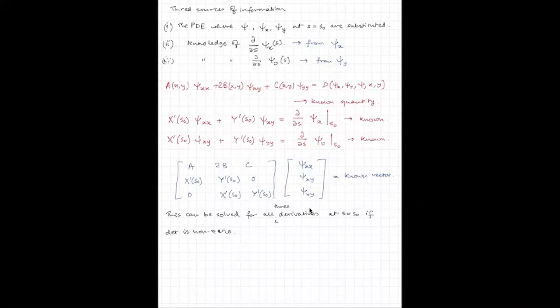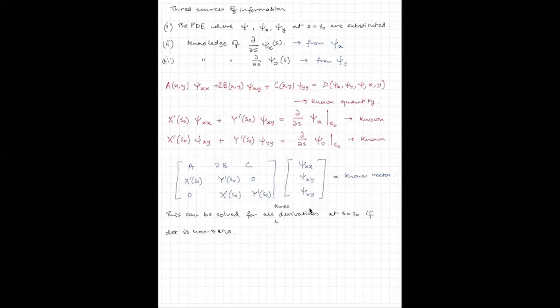All right. So what we were saying is that this can be solved if the determinant here is non-zero. So in order to proceed, what we will assume is that the determinant here is non-zero. And this is satisfied at each point in some neighborhood of the point s equal to s naught on the curve. And hence what we have seen is that all the second order derivatives will be determined at every point in this particular neighborhood.